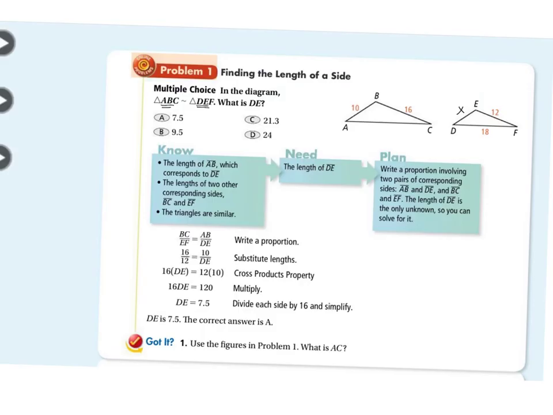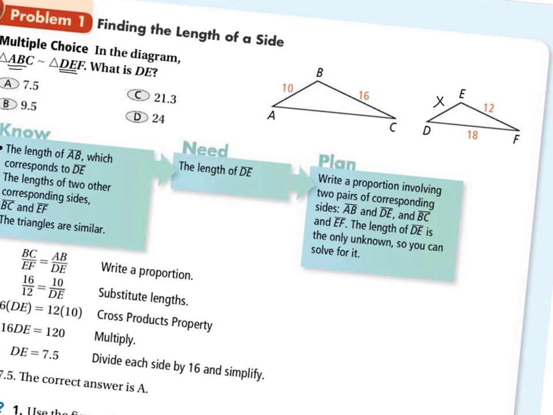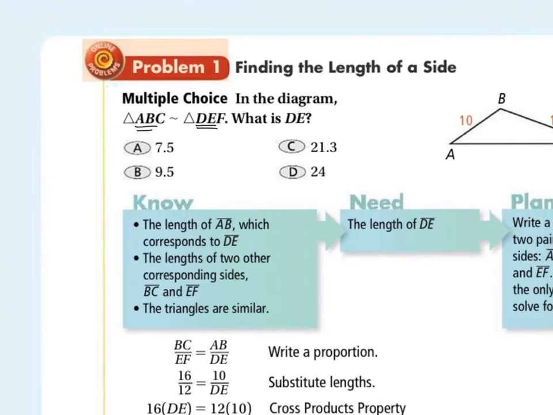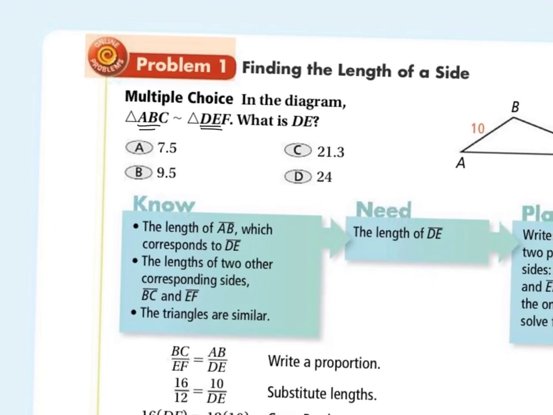So if we look at problem 1, triangle ABC is similar to triangle DEF. What is DE? So DE is what we're trying to find. We want to see what that matches up with. DE, if you look in the similarity statement, that's the first 2 letters. So that should match up with AB in the other triangle.